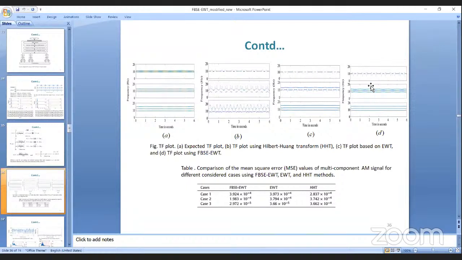But on the other hand, if you go to our method, that FBSE DWT method, you can see in case two and case three, in both you are able to identify these three frequency components properly. This is based on the visual representation, but we have also seen the same thing based on the mean square error, because this is a synthetic signal, so we know the actual signal and its estimate.